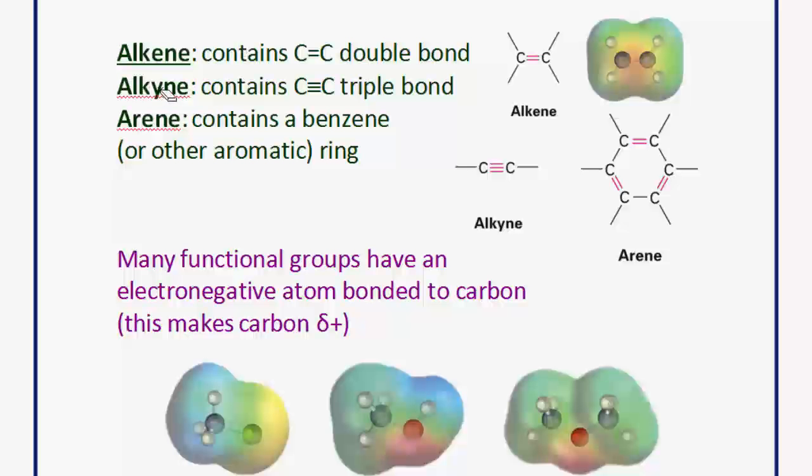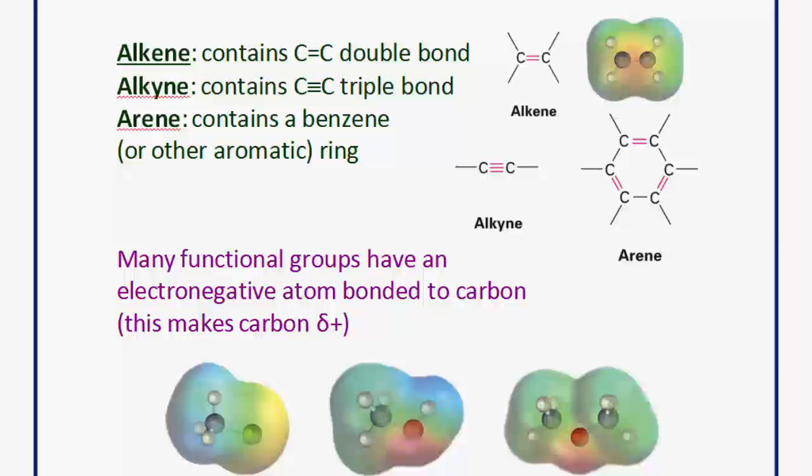Alkyne, A-L-K-Y-N-E, is a compound with a triple bond. And an arene is a compound that has a benzene ring. This one I've shown here is a benzene ring, 6 carbons, alternating double, single, double, single, double, single in them. We'll learn in second semester that there's actually such a thing as other rings that have what's called an aromatic property to them. So any aromatic ring makes the molecule an arene, but benzene is the most common of them.